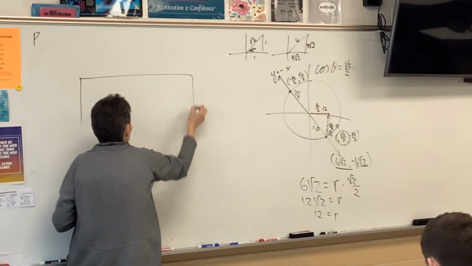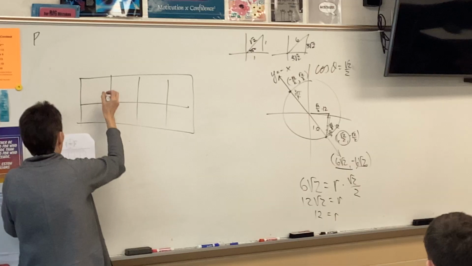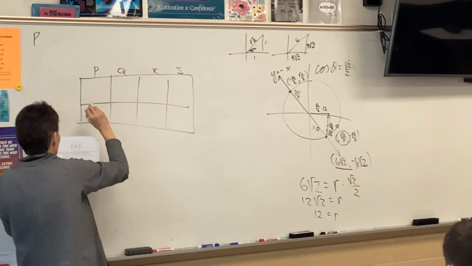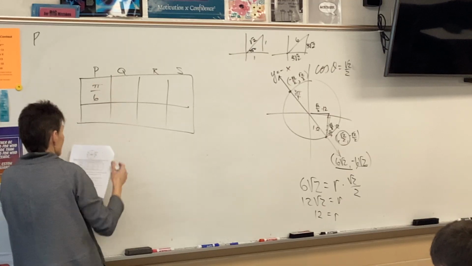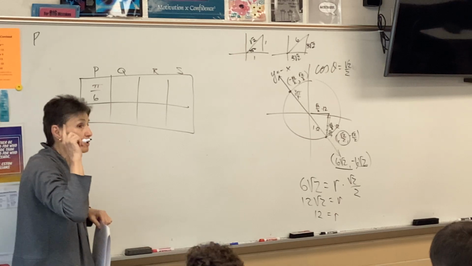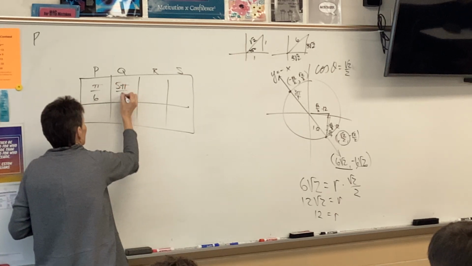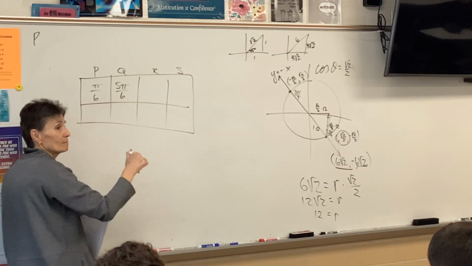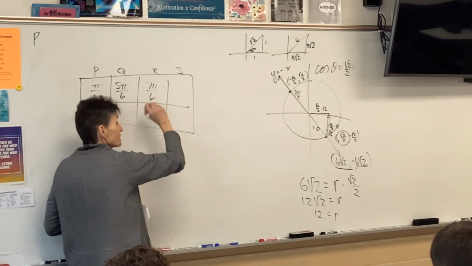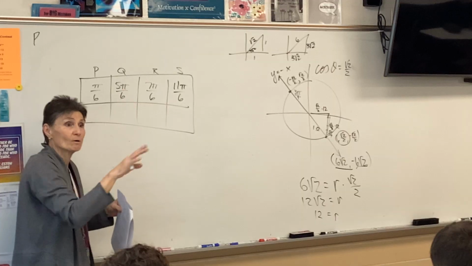Okay, so it looks like we're looking at our pi over 6s. So if P is pi over 6, what will Q be? Here's a mistake. 5 pi over 6? And what will R be? 7 pi over 6? And S is 11 pi over 6. Okay, so these are all of our pi over 6s.